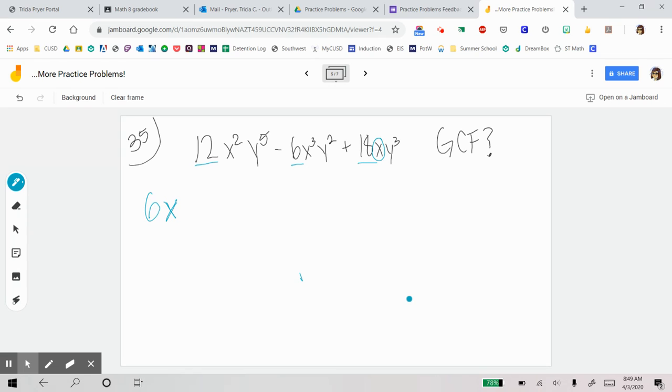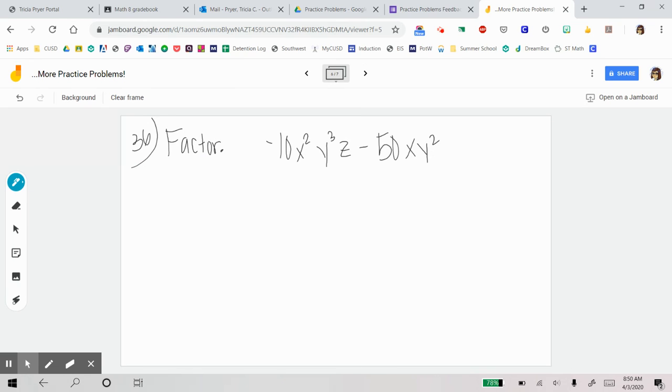And then finally, let's look at the y's. Y to the fifth, y squared, and y to the third. Okay, since my lowest power is y squared, my GCF should contain y squared. And that's because, again, y squared goes into y cubed, y times. Y squared goes into y to the fifth, y to the third time. So my GCF is 6xy squared. Okay, you don't need to factor that out. If it asked you to factor, you would divide every term by the GCF and then have that in parentheses, but it only asks for the GCF.